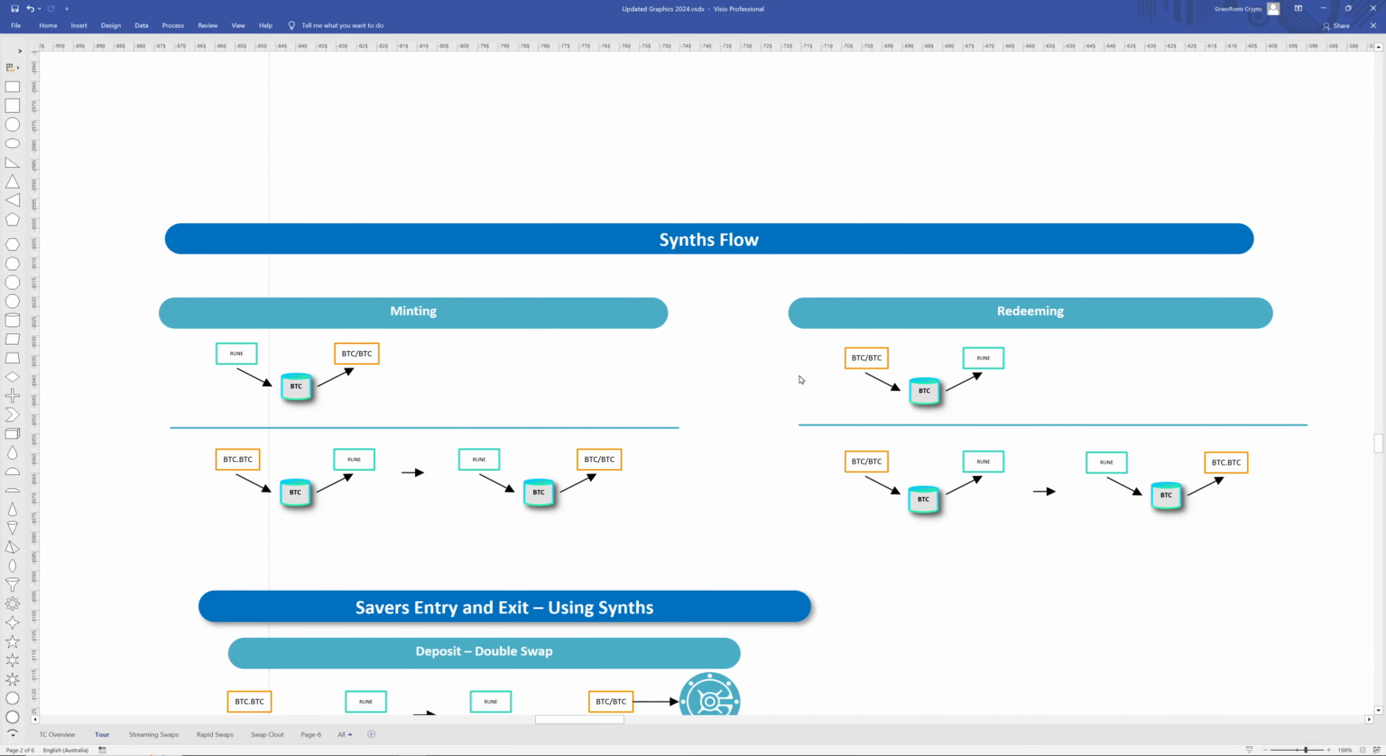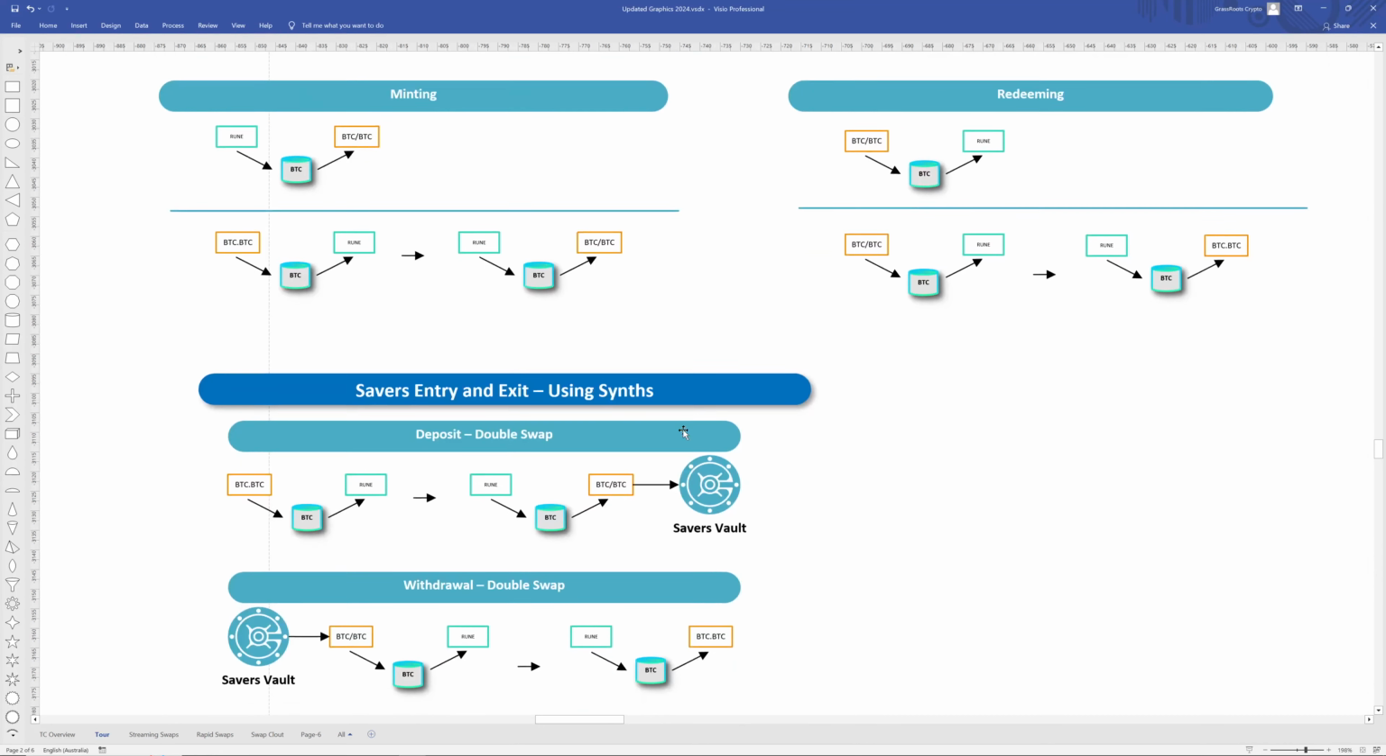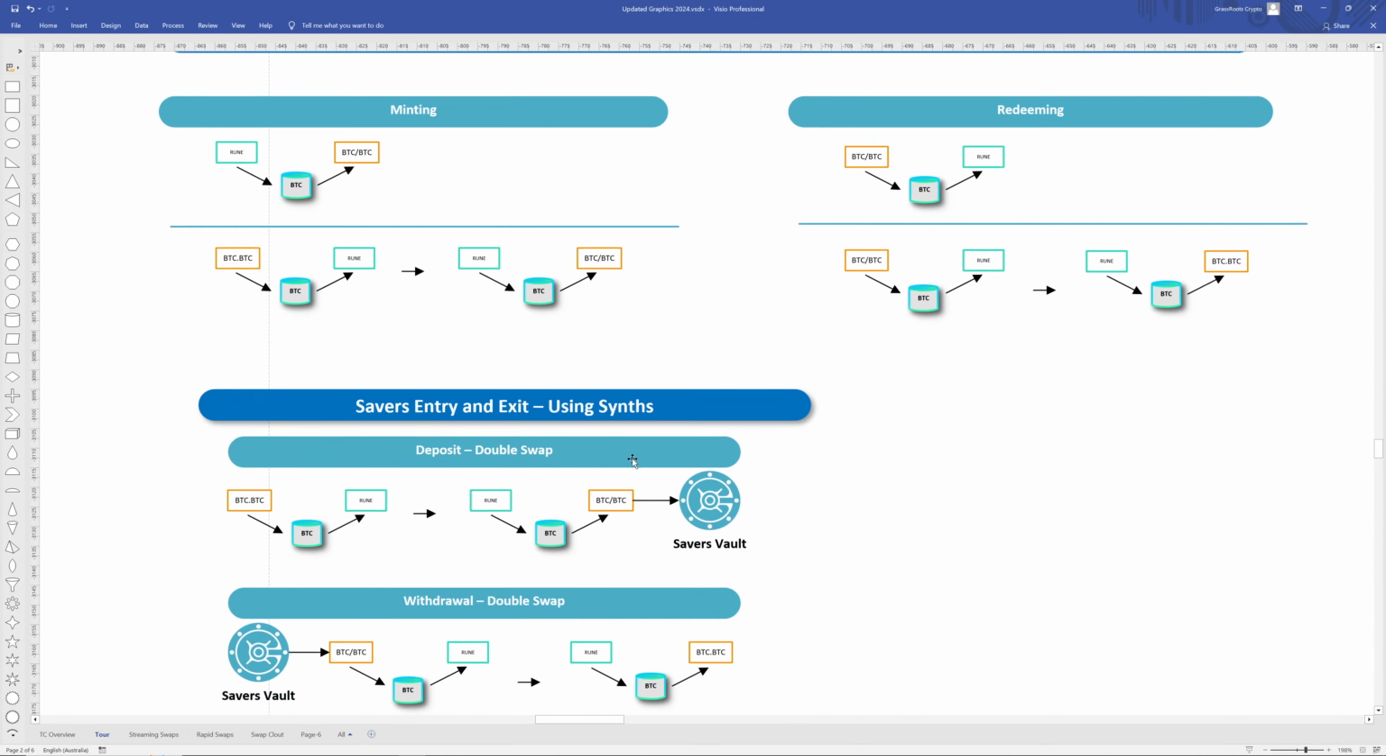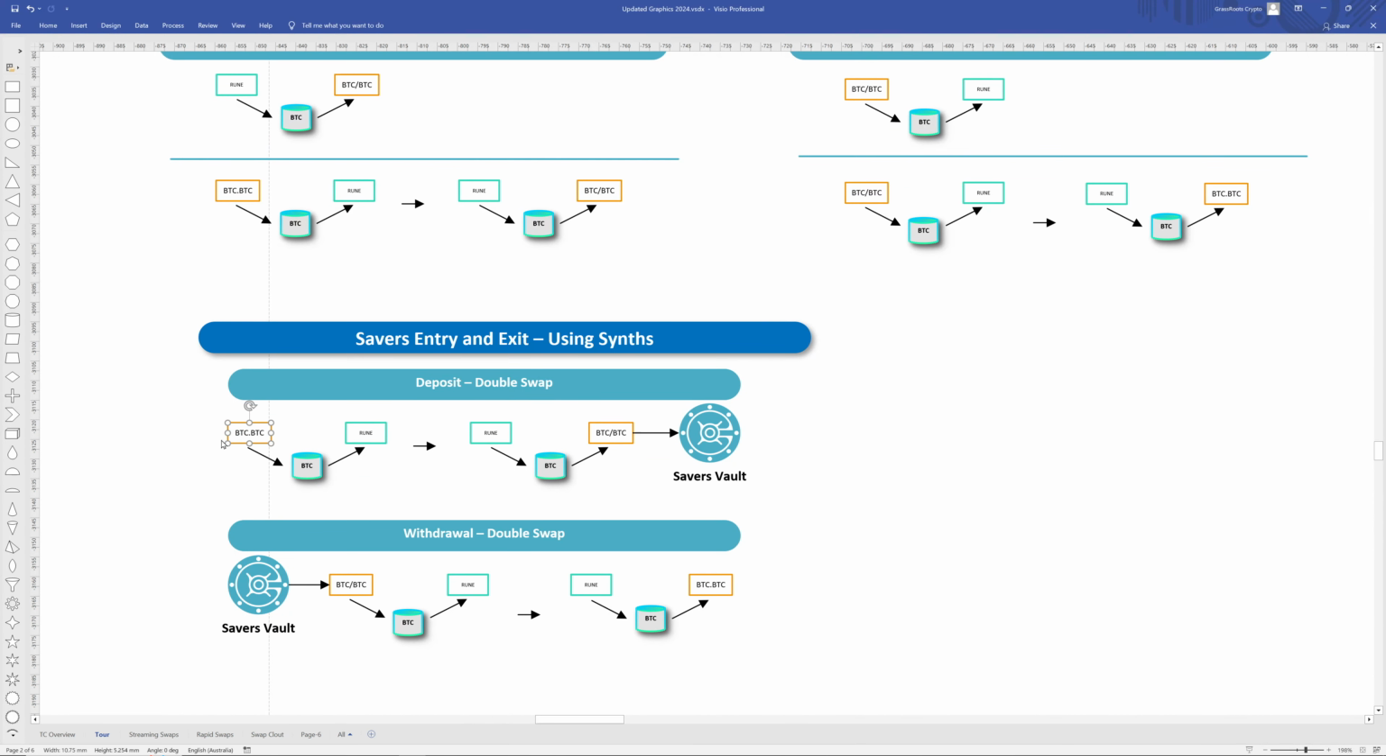This minting and redeeming process is the same process for savers, except when a saver deposits native Bitcoin, the synthetic Bitcoin is deposited into the saver's vault instead of them being able to hold it directly. And when they withdraw, they're withdrawing the synthetic BTC, and then that is swapped to RUNE in order to produce the L1 asset that they've requested to withdraw.